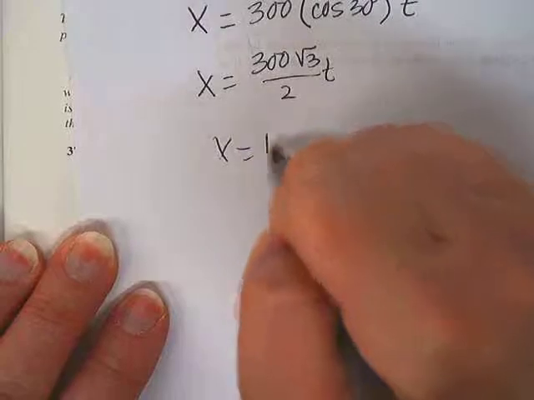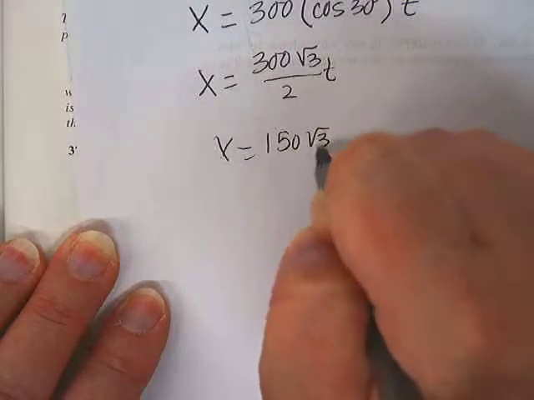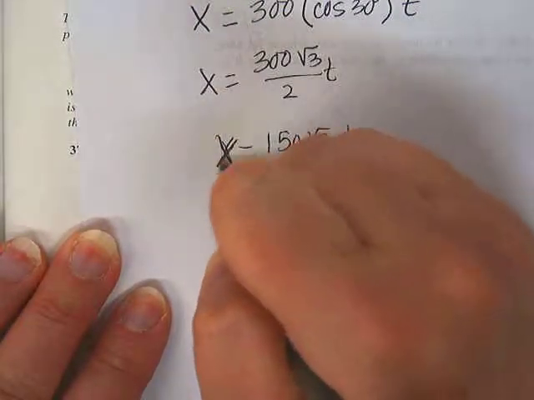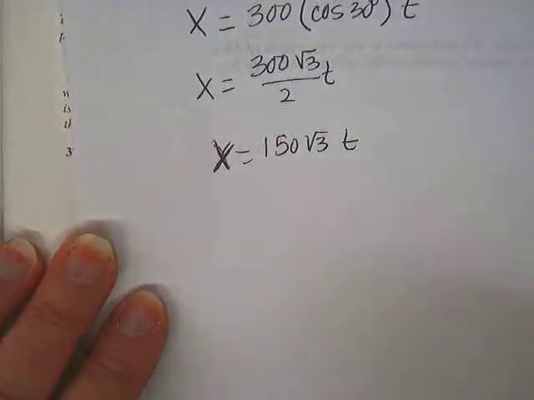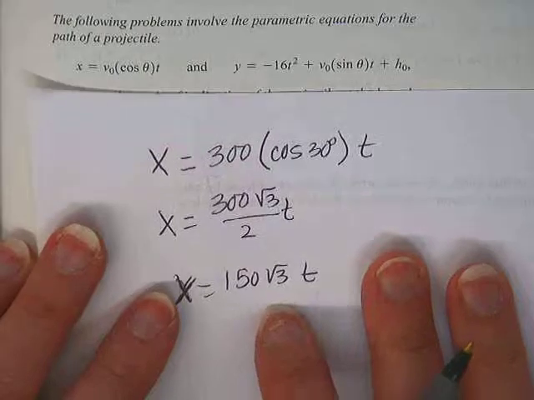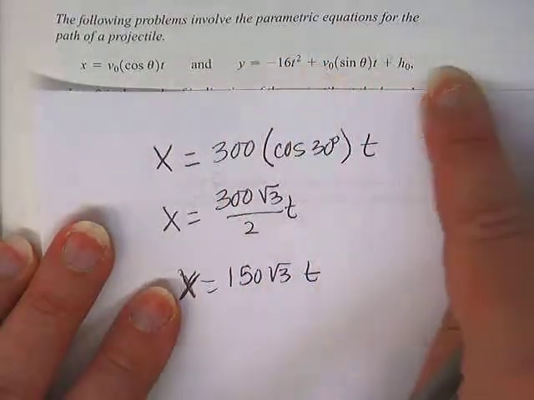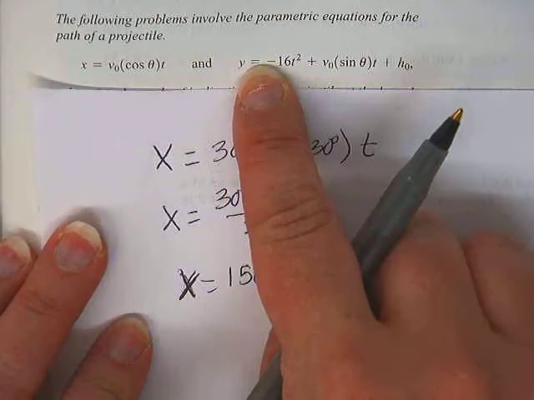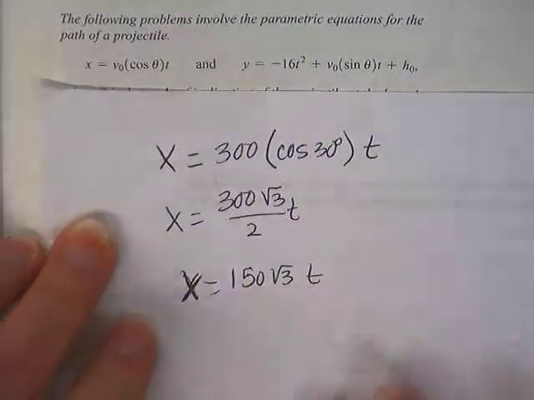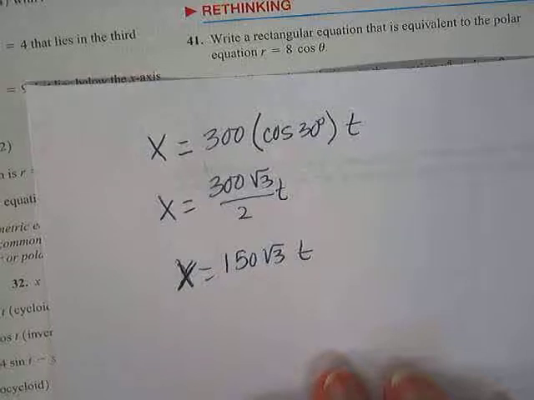So we could simplify this further. x is 150 square root 3 times t. So depending on the time, that gives us its horizontal position. Does that make sense? So then you would do the same thing and use the other side to create the equation for the vertical position. Okay? Then it has you answer some questions.